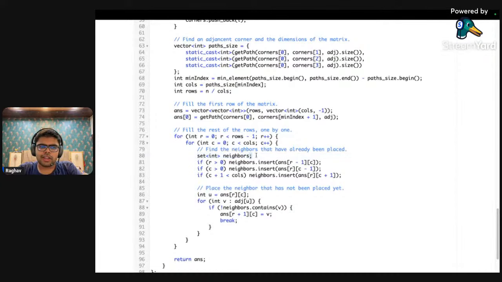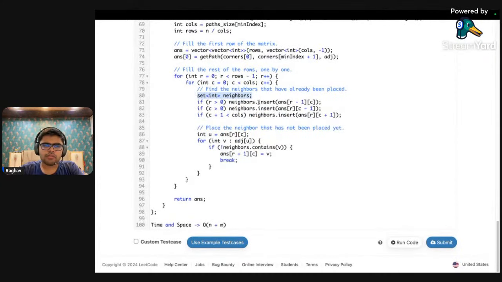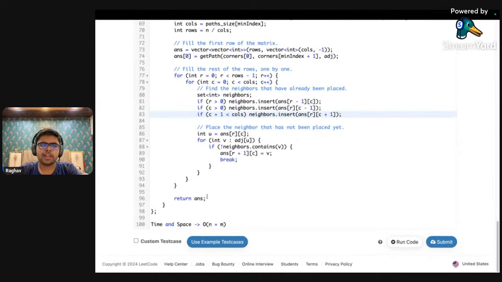Other than this part, here we are actually having some log constant factor as well, but in this set we will never put more than 3 elements, so we can consider this as constant time and constant space.